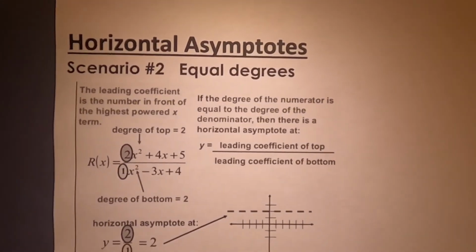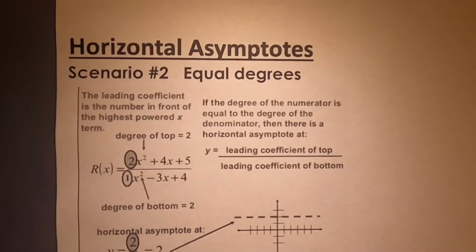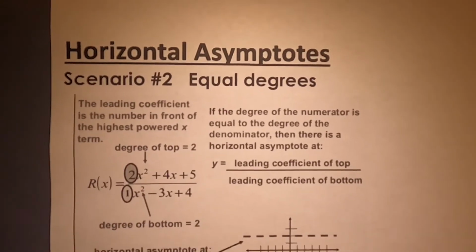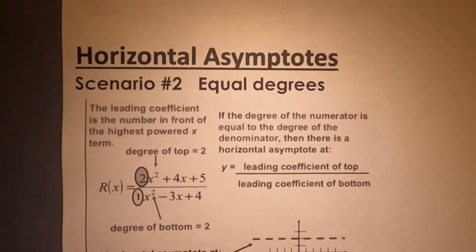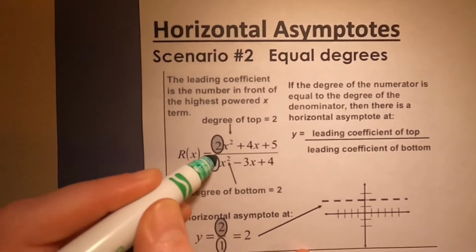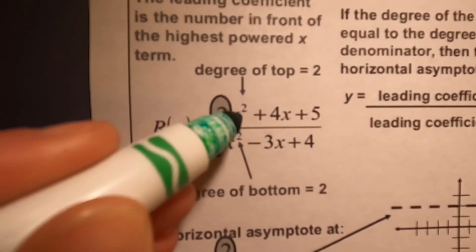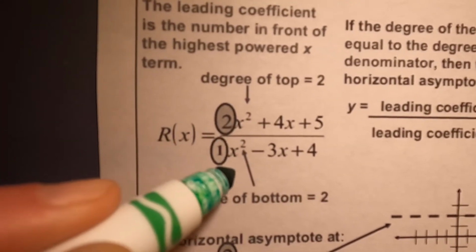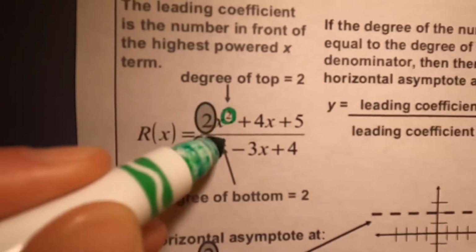Scenario number 2 is when we have the degree of the numerator equal to the degree of the denominator. You'll notice this is what I like to call equal degrees. So if you'll look at this problem right here, you can't really see the 2, but it's a 2x squared. The denominator also has a 1x squared. Those degrees are the same number.